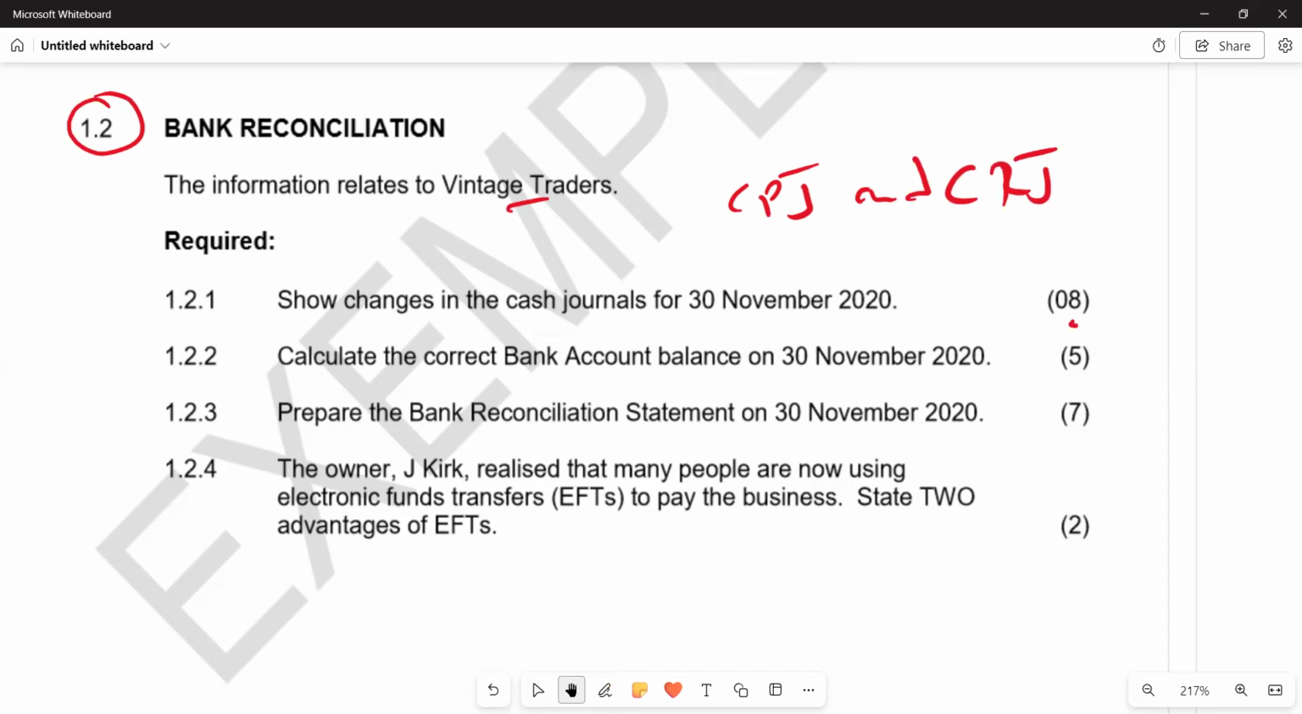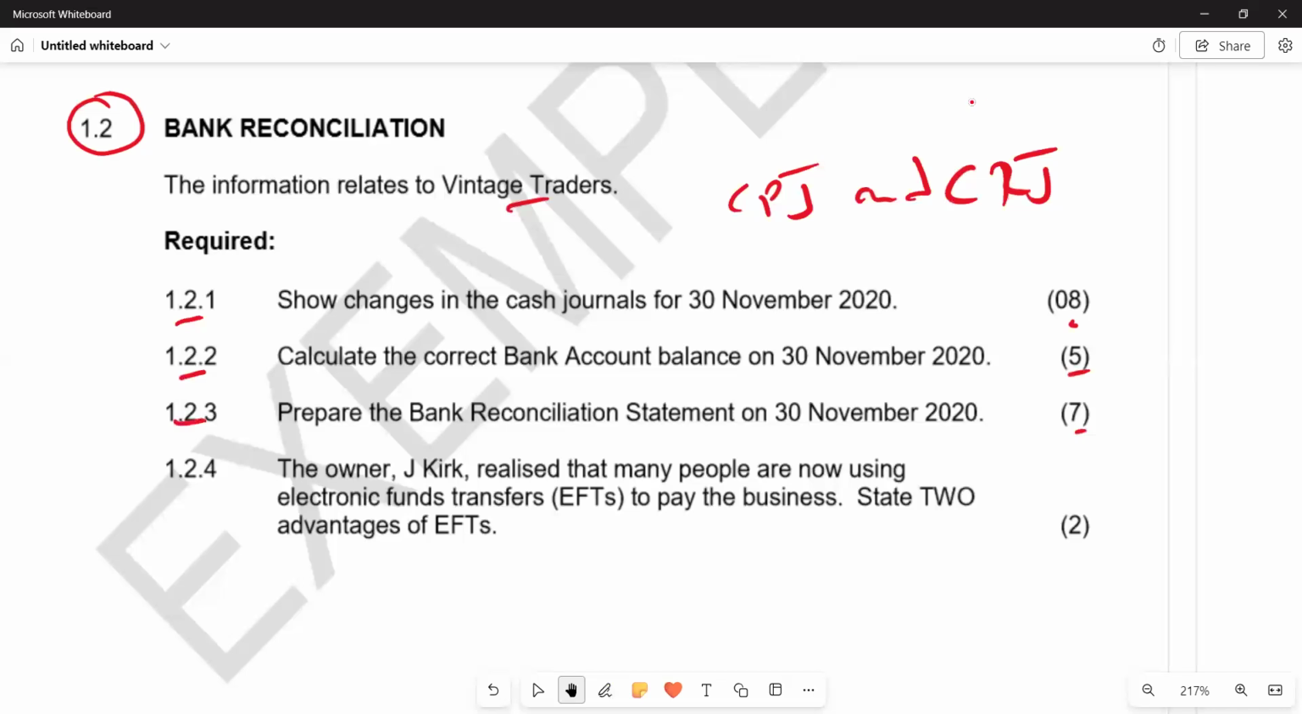Then 1.2.2 needs us to calculate the correct bank account balance on 30 November 2020. It has 5 marks. And then we prepare the bank reconciliation statement on 30 November 2020. So we are only going to do 1.2.1, 1.2.2, and 1.2.3.